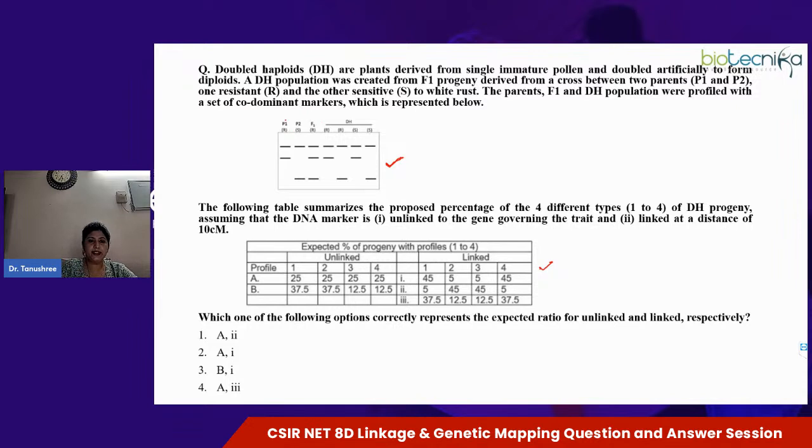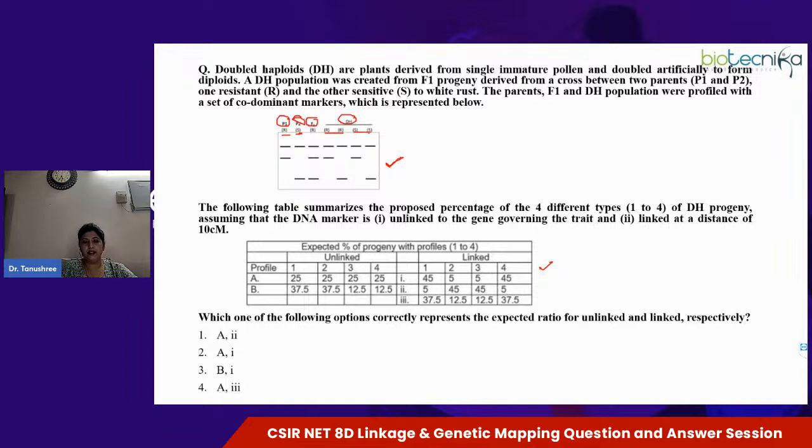So here you can see this is parent 1, this is parent 2. One is resistant, another is sensitive to white rust. So F1 is the progeny, right? And then these are the double haploids, out of which you can see two are resistant and two are sensitive.